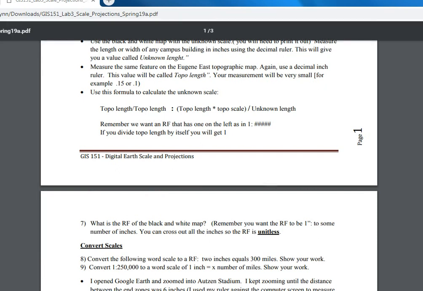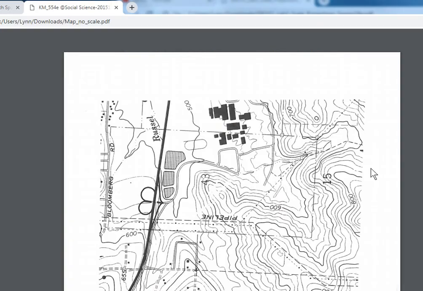And so I have given you a copy of a map that has no scale on it. And I want you to look at the map. Is the feature larger or smaller? So if they're larger, would the scale increase or decrease? If they're smaller, would the scale decrease or increase? And then determine the scale, setting up a ratio relationship.